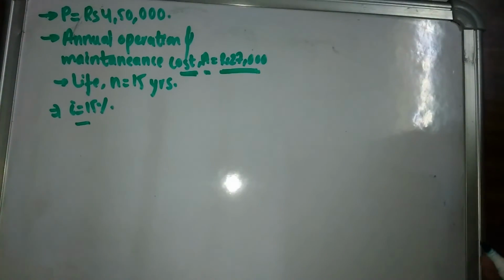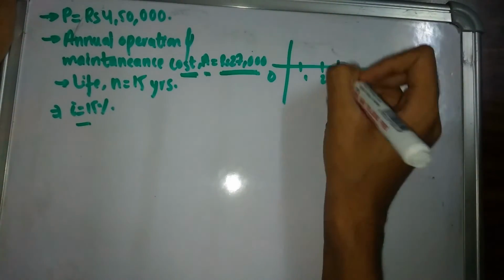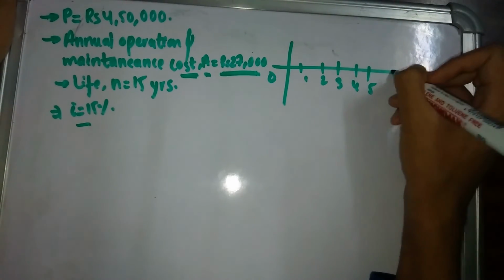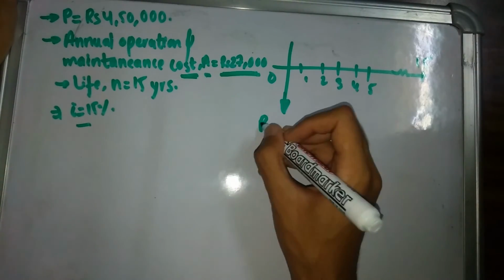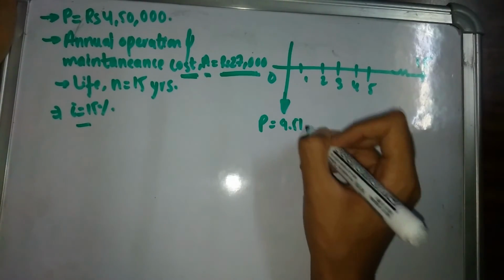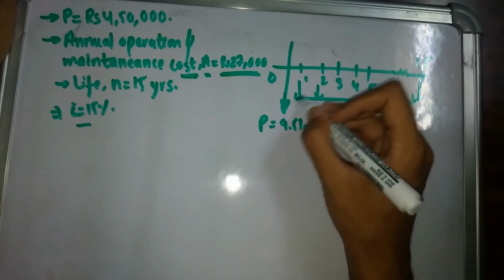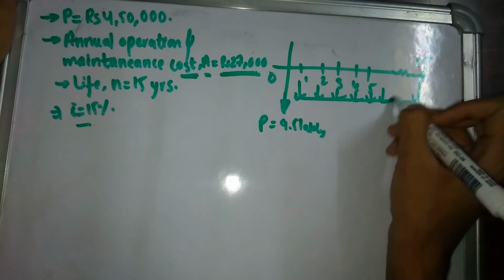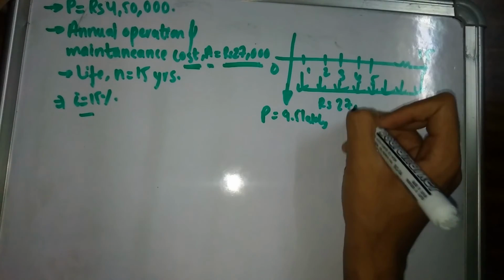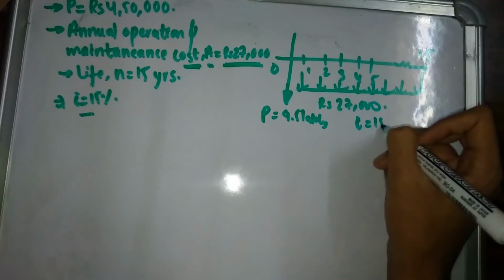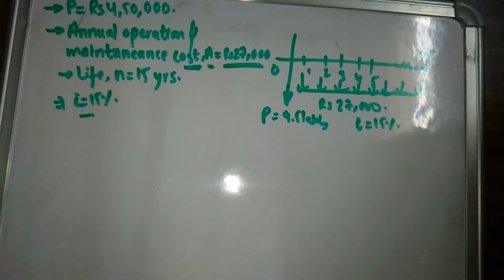So if I were to draw the cash flow diagram, it is going to be like this. Time t equals 0, 1, 2, 3, 4, 5, and this goes up to 15. Initially I have my P, which is going to be 4.5 lakhs, and every year from 1 till 15 I have to pay my maintenance cost for this machine as 27,000, and I have my interest rate as 15%. So now in this case I have to find my present worth. How am I going to find it?